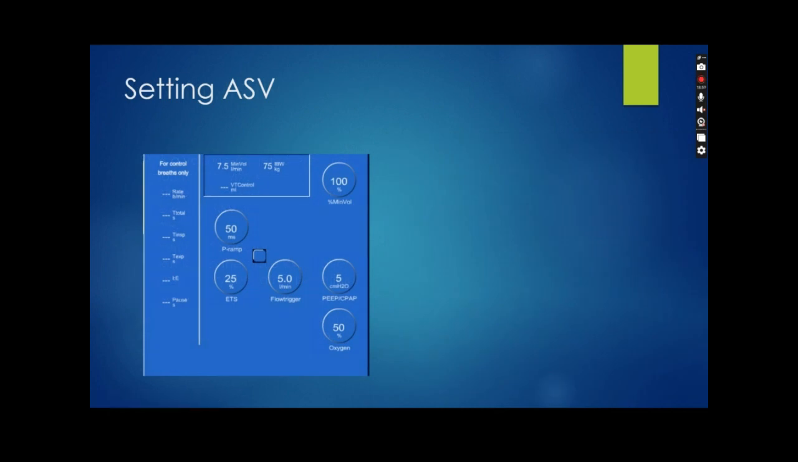So let's look at setting ASV real quick. This is kind of an older software version of one of the simulators, and one of the things that it is missing in this panel is the pressure limit, but you will have a pressure limit option to set here, and most vents that I have seen will either default to 25 or 30 centimeters of water pressure.